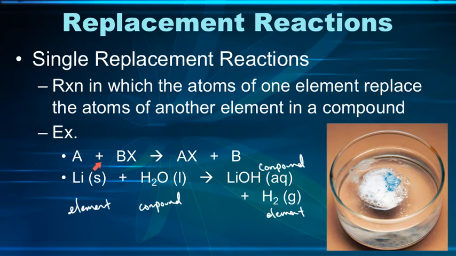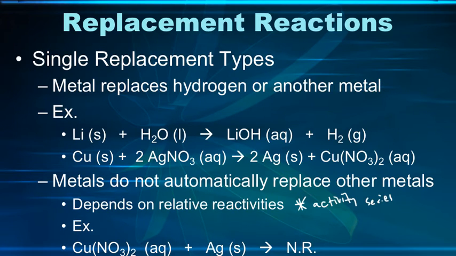gas. How you can identify these by looking at them is you're looking for an element plus a compound yielding a different element and a different compound. Okay, so element plus compound yields element plus compound. That's what you're looking for. There are different types of single replacement reactions, and single replacement reactions do not automatically occur. We'll talk about how you know if they occur here in just a moment.